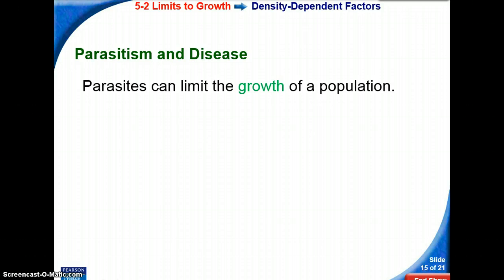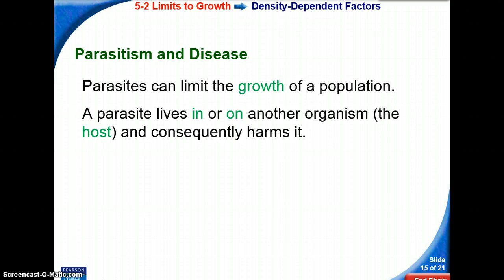So let's look at parasitism and disease. That's the next density dependent limiting factor. Parasites we talked about in the last chapter, which is when one organism is living in or on another organism and benefits while the other organism, the host organism, is harmed. So parasites can limit the growth of a population depending on how harmful they are. A parasite, like I said, lives in or on another organism, the host, and consequently harms it.